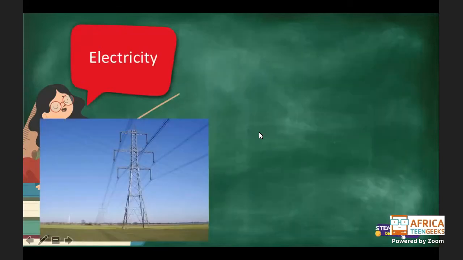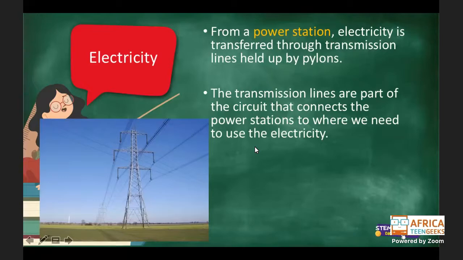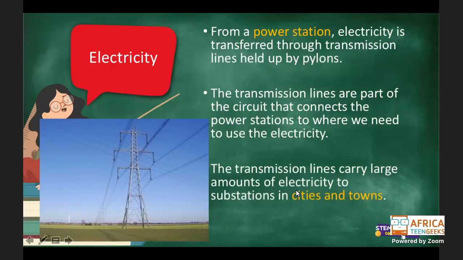Then let's talk about electricity. From a power station, electricity is transferred through transmission lines held up by pylons. The transmission lines are part of the circuit that connects the power station to where we need to use electricity. The transmission lines carry large amounts of electricity that are carried to substations in cities and towns.